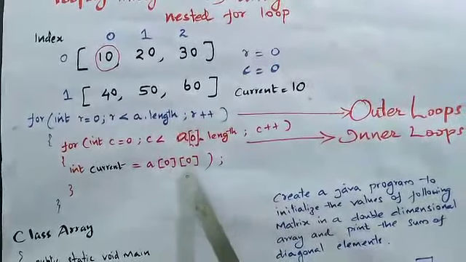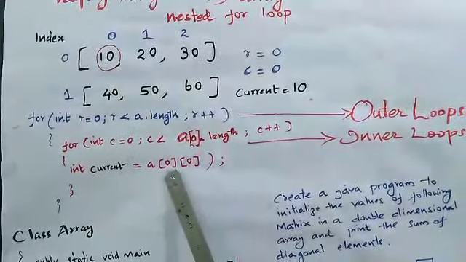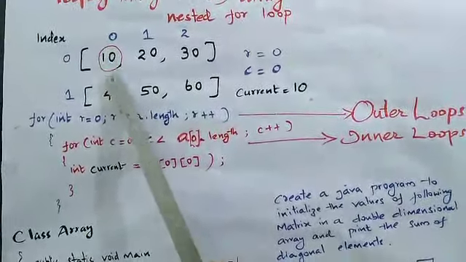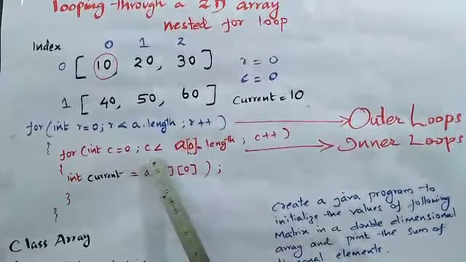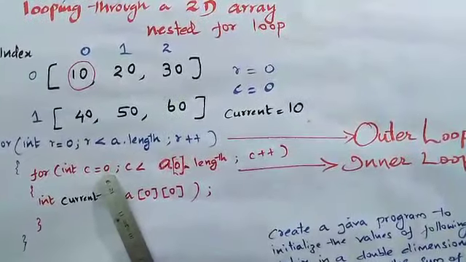A[0][0]. So what will come? This will come. In current, what was that? A[0][0] is what? 10. So in this way you can use a loop in double dimension. R is an outer loop and C is an inner loop.